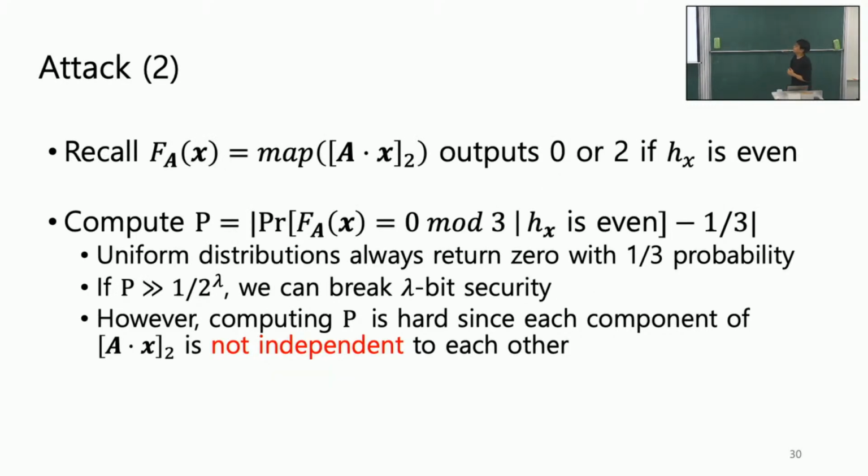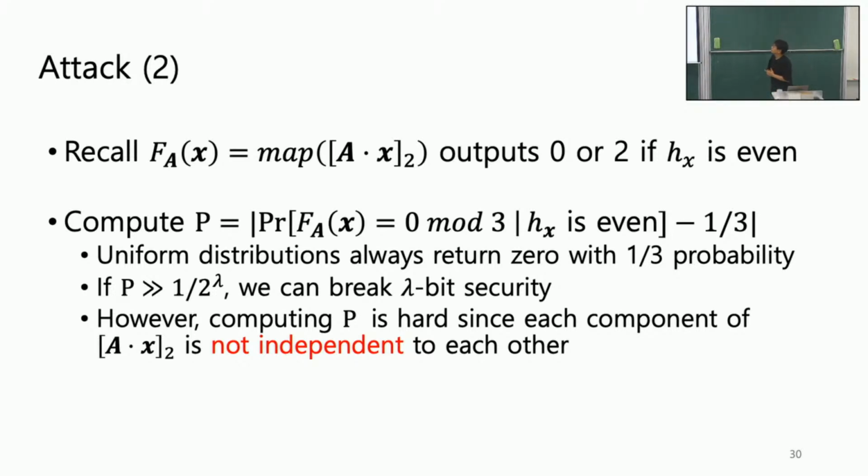Let's see how our attack works. Recall that f_A(x) always outputs 0 or 2 whenever h(x) is even. So our goal is to compute the difference, called p. And if p is sufficiently larger than 1 over 2^(t·λ), then we can break λ-bit security of f_A(x).